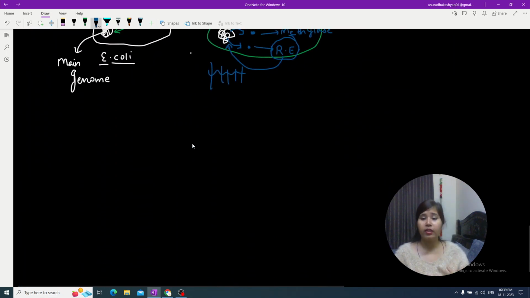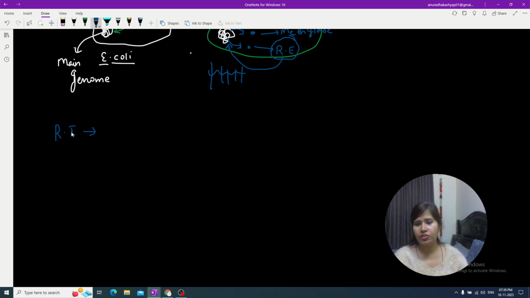Okay, there is another concept which is very important. According to your NCERT, when we talk about restriction endonuclease, which class does this enzyme belong to? In your biomolecules chapter, there are six classes of enzymes mentioned. One class is the nucleases. Nuclease is a big class of enzyme, and this is the class which acts on the genetic material, either RNA or DNA, right?